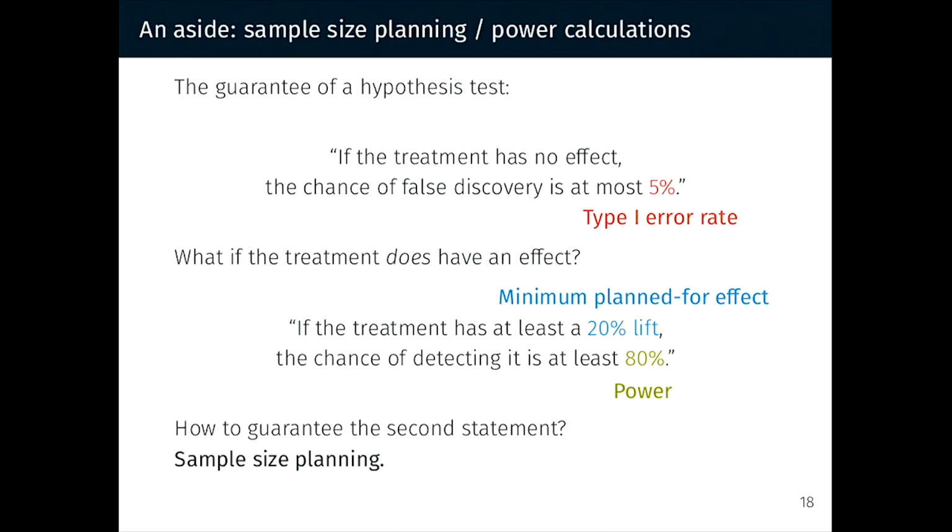The second number here, this 20% lift, that's our minimum planned for effect size. There's many terms for this out there, but I like to call it the minimum planned for effect size because that's the effect that you're planning for, that you're going to have a guarantee at. If the effect is stronger than that, you just get even better guarantees. If the effect is weaker than that, you won't reach your power guarantee. And then finally, the 80% there is called power. That's your chance of detecting the effect if it's at least this strong.